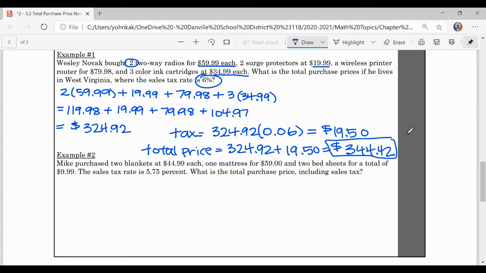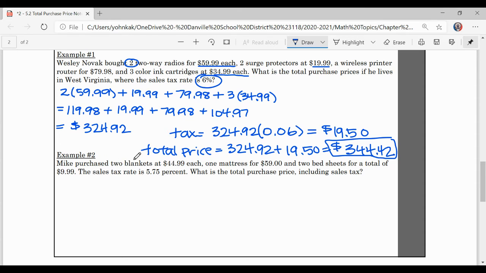So these problems are going to be a little bit more involved because you're going to have to do some totaling of all the items first. Once you've totaled all of the items, then you must find the sales tax, and then you can find the total purchase price. So essentially 3 steps. All right, let's look at example number 2.